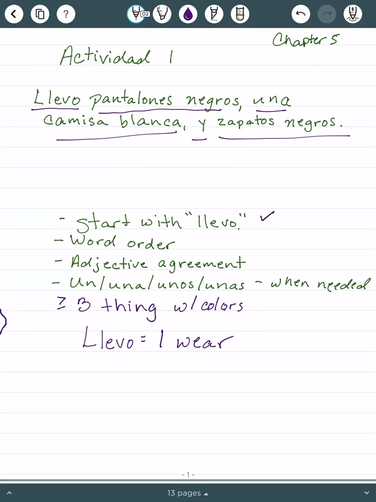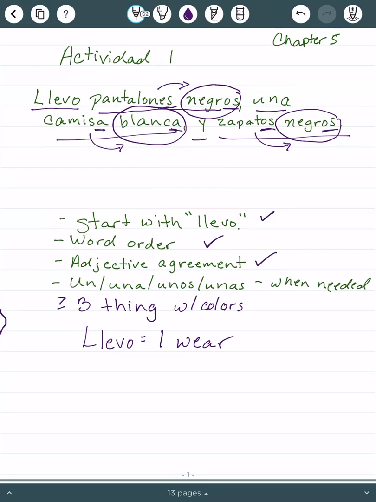The word order, we have the color after the noun. Remember, your adjectives typically go after your noun. So we're going to keep that in mind. Adjective after the noun. And then adjective agreement. Pantalones is masculine and plural, so negros is masculine and plural. Camisa is feminine and singular, so is blanca. And zapatos is masculine and plural, so is negros. So keep that in mind.